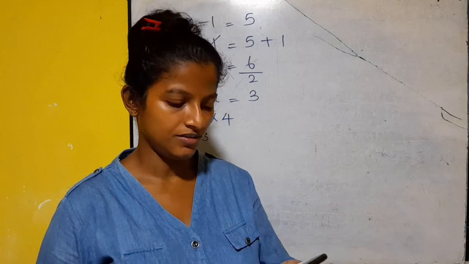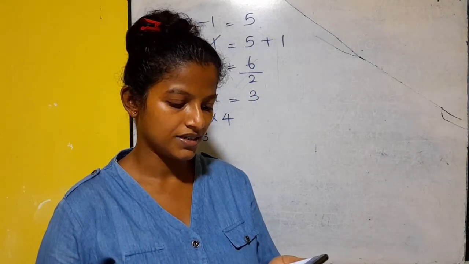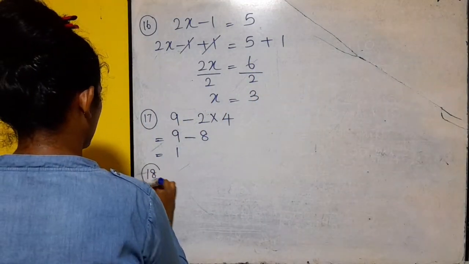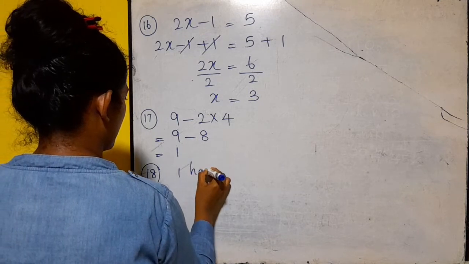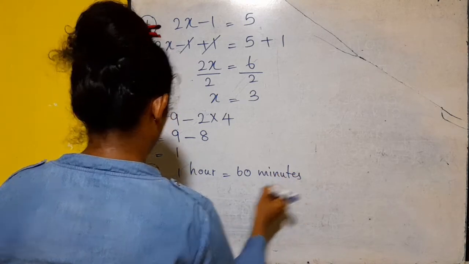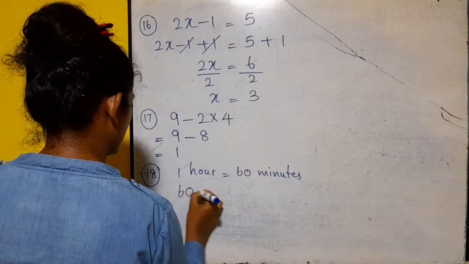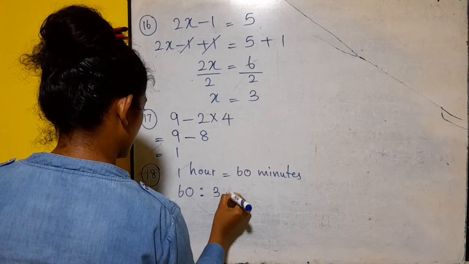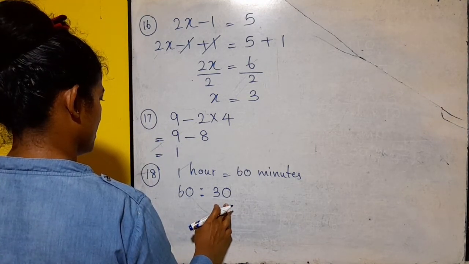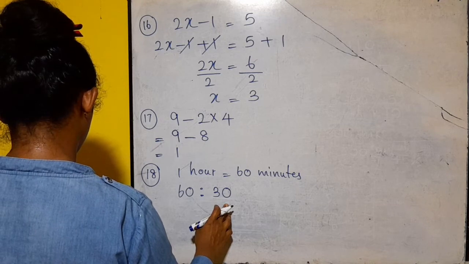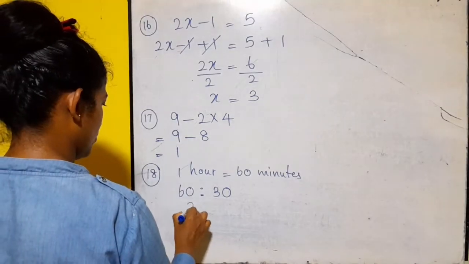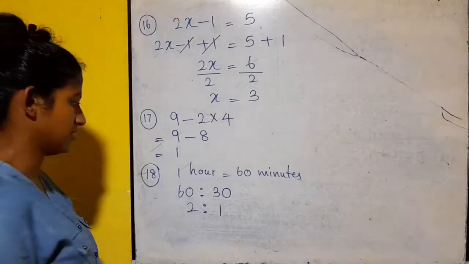Then 18. Express 1 hour and 30 minutes as a ratio. 1 hour is equal to 60 minutes. So you can write it as a ratio as 60 is to 30. Now you can divide by 30. Then 2 is to 1 is the answer.